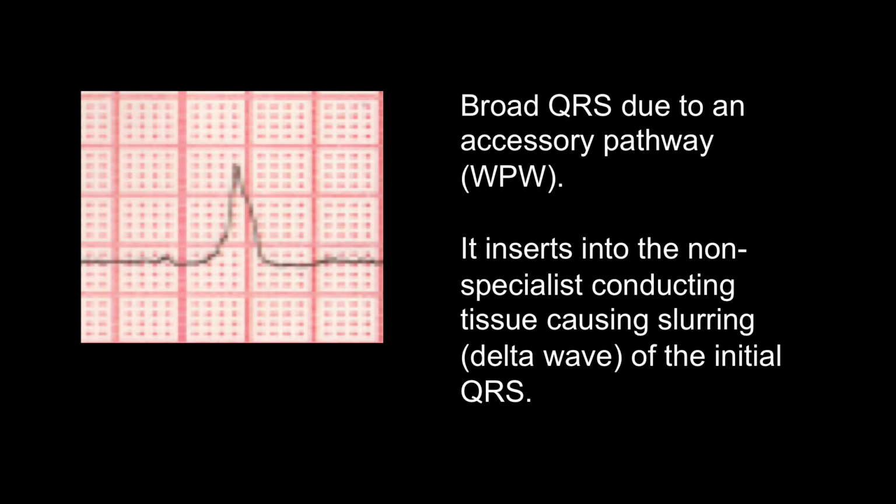Hence, there is a slurring of the QRS as conduction is slow to begin with once it gets to the ventricle. So a pathway allows rapid conduction to the ventricle, but then the conduction is slow because it is away from the bundles of His. Hence you have your delta wave.